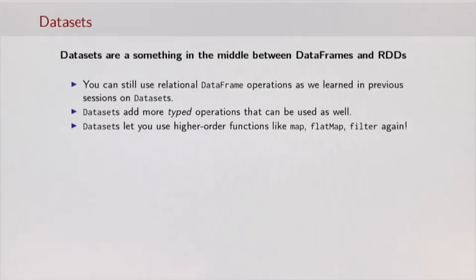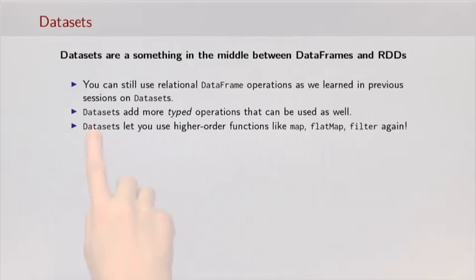So just a few more observations to give you a little bit of an intuition about what datasets are all about. Datasets are kind of something in the middle between data frames and RDDs. Importantly, a data frame is just a dataset, so they're the same type, which means I have the same operations on both of them. So you can still use all the relational data frame operations that we learned in the previous two sessions now on datasets. So we can just effortlessly carry over the knowledge of that API to this session now and use everything like we've used it before.